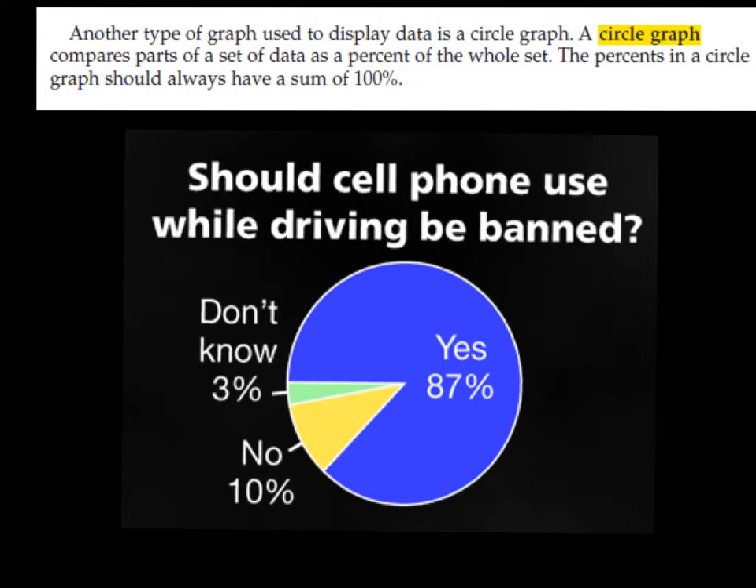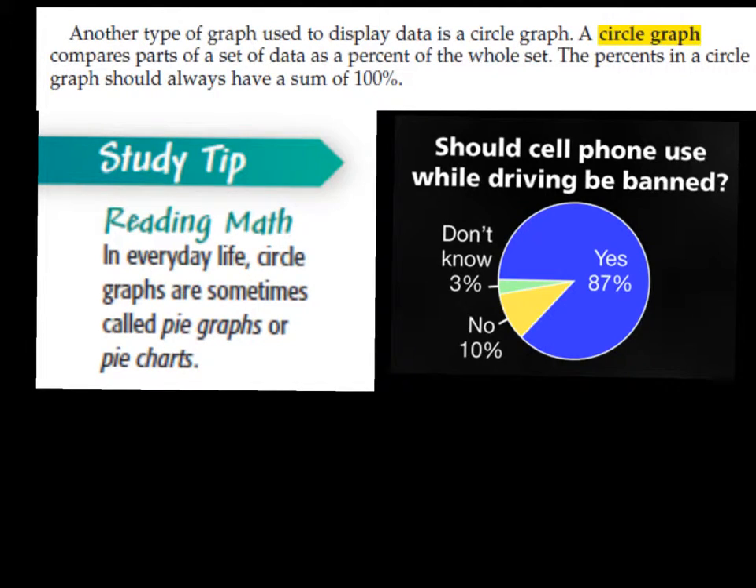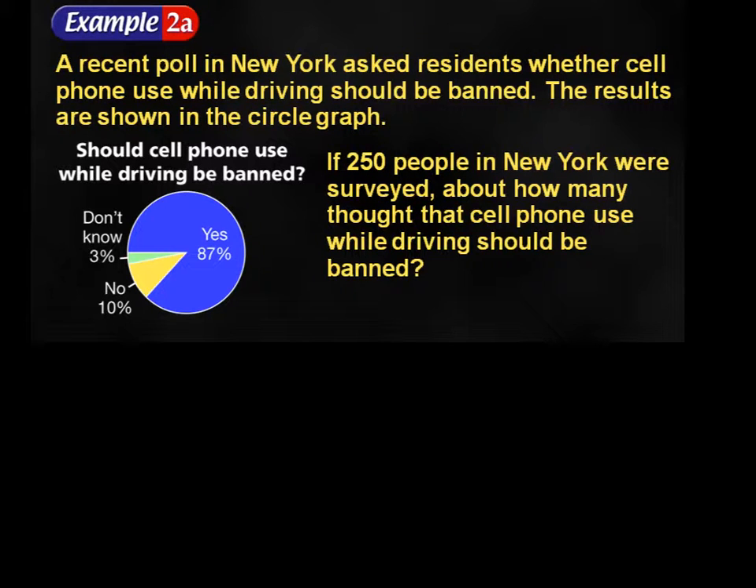Another type of graph that can be used to display data is a circle graph. A circle graph compares parts of a set of data as a percent of the whole set. Percents in the circle graph should always have a sum of 100%. In everyday life, circle graphs are sometimes called pie graphs or pie charts. In mathematics, we'll refer to them as a circle graph. A recent poll in New York asked residents whether cell phone use while driving should be banned. The results are shown in the circle graph.